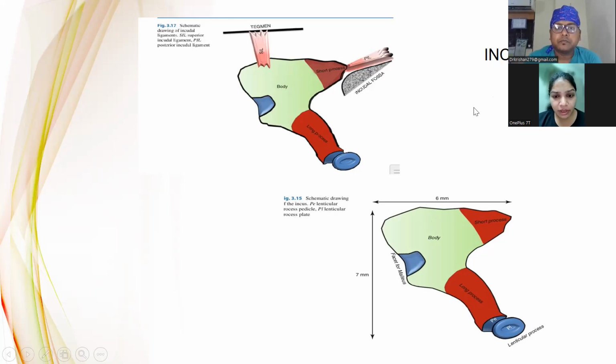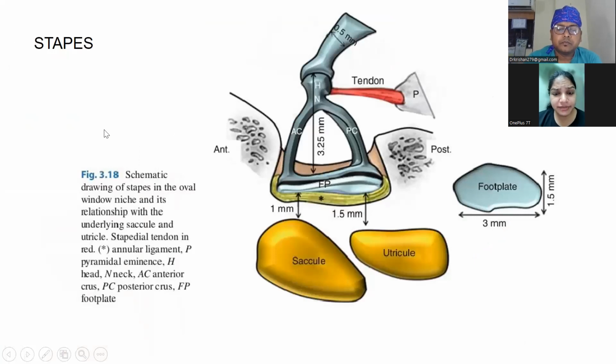Okay, and you can also appreciate the facet for the malleus. The third ossicle is the stapes. The stapes consists of the head, footplate of the stapes, and the anterior crus and the posterior crus.